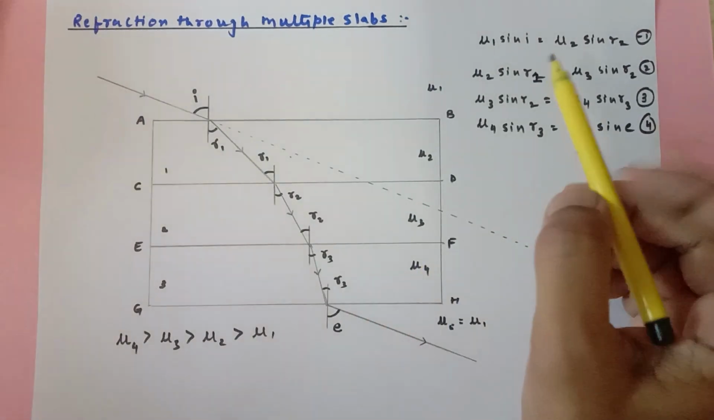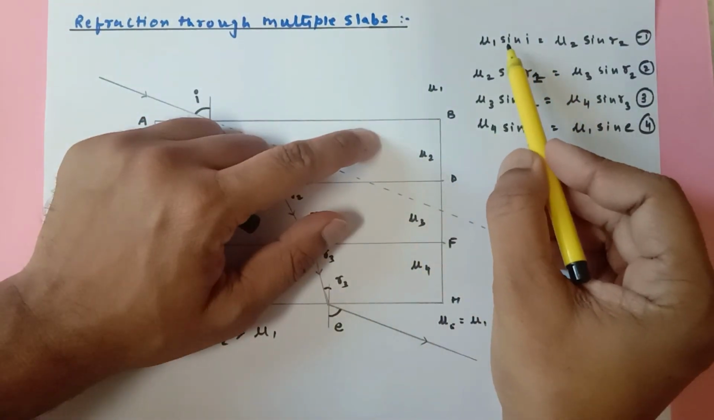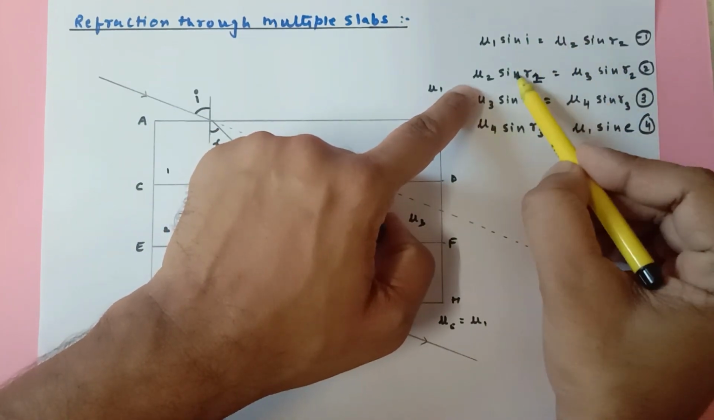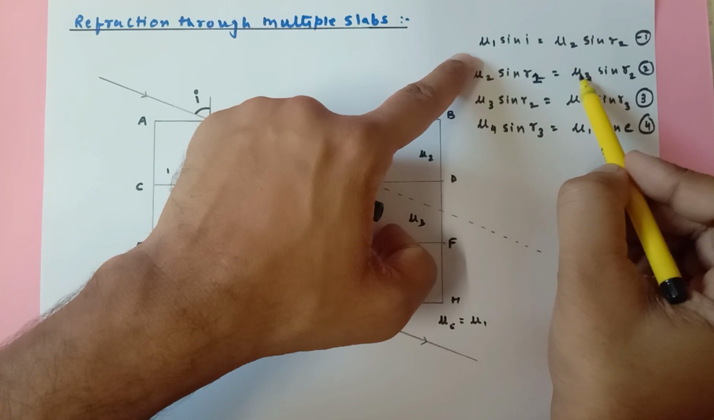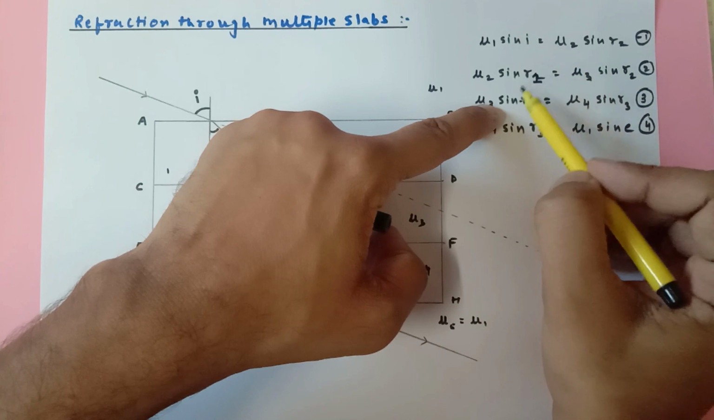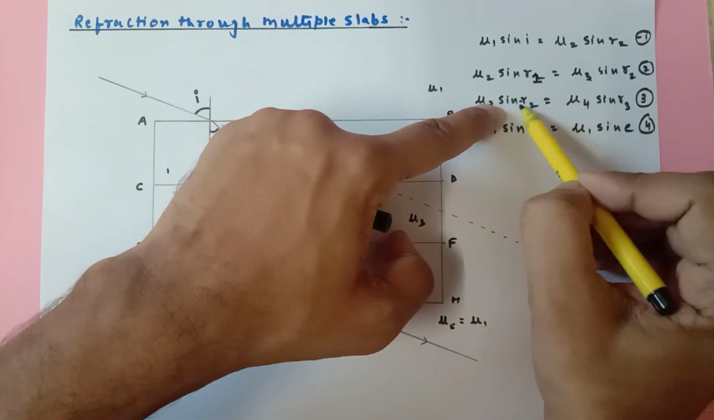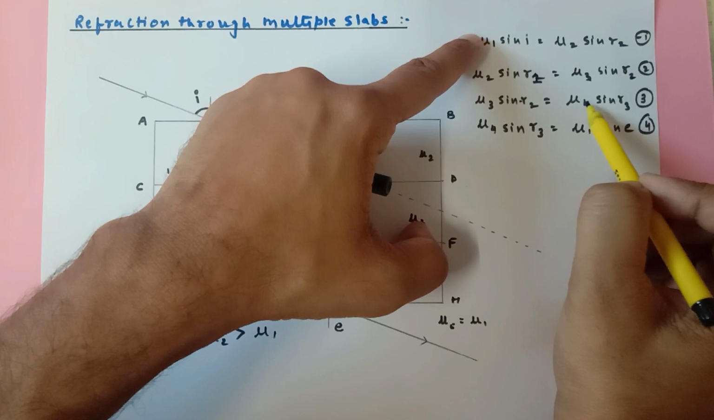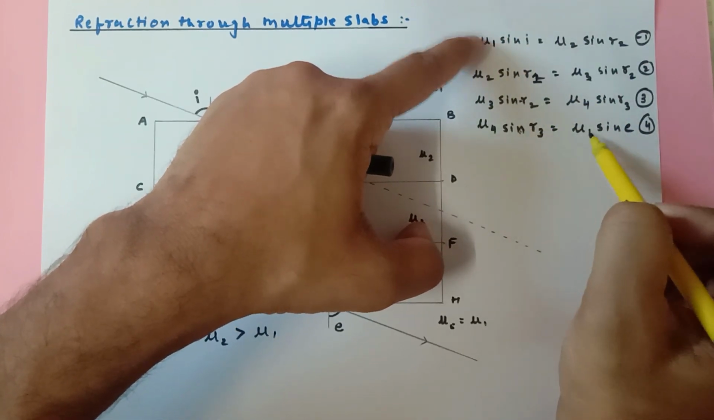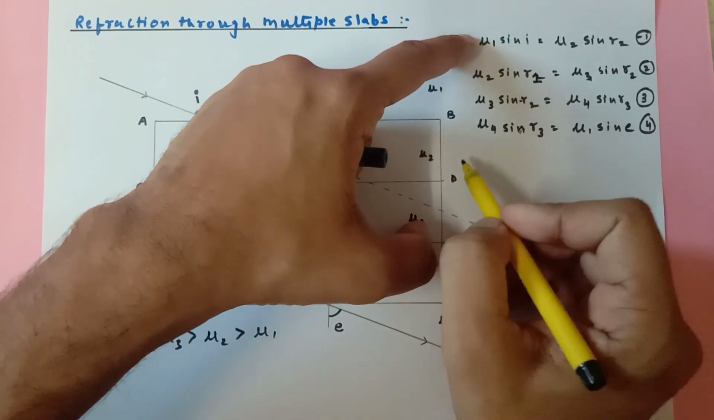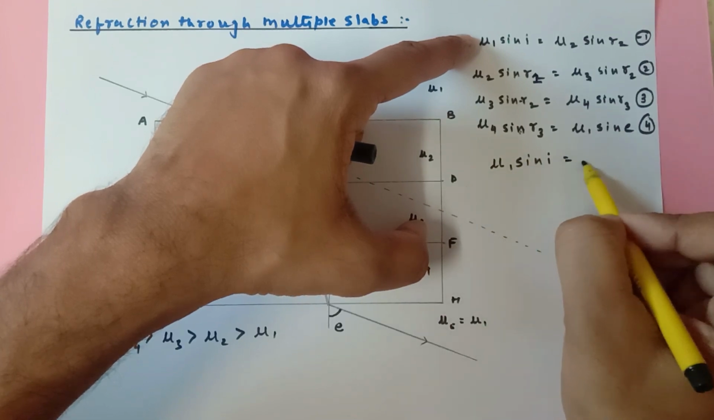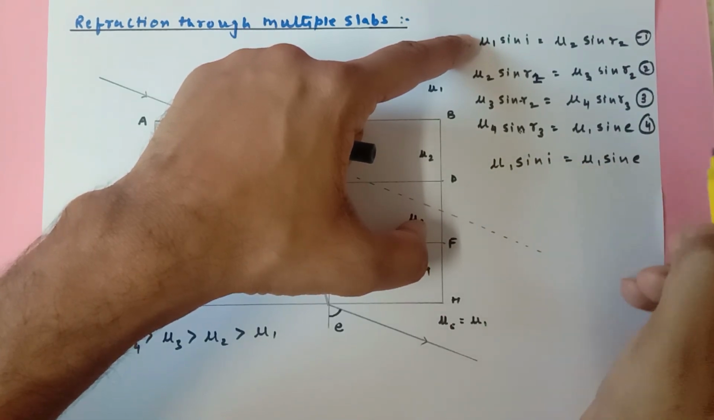Now if you look at these equations very carefully, these two are equal, these two are equal and these two are equal, so these two are equal. Again, these two are equal, so these two are equal. And now since these two are equal, so these two are equal. Now these two are equal, so this and this are equal. So finally mu1 sine I is equal to mu1 sine E.